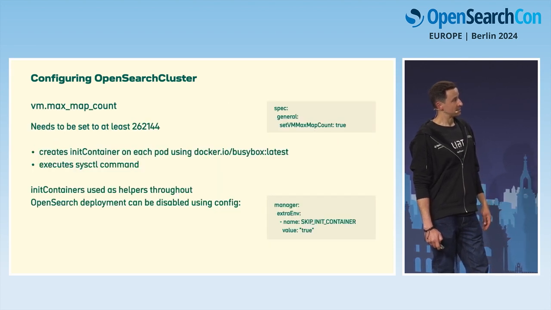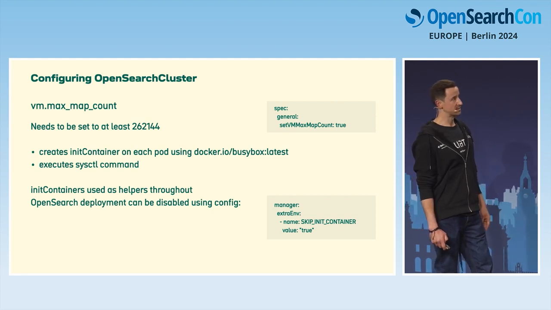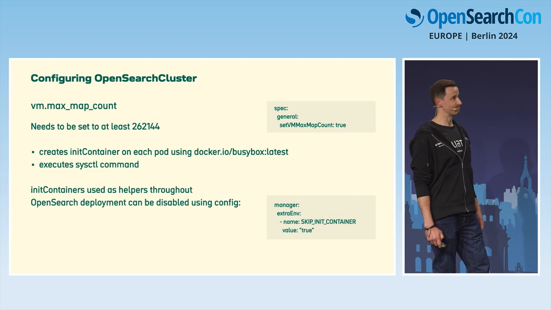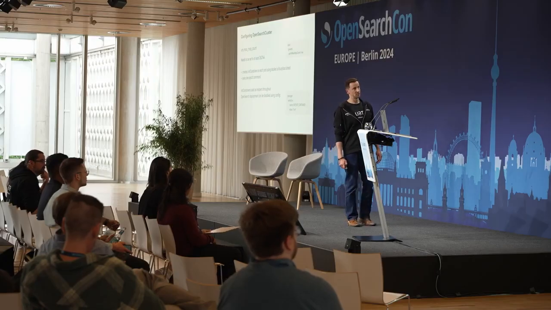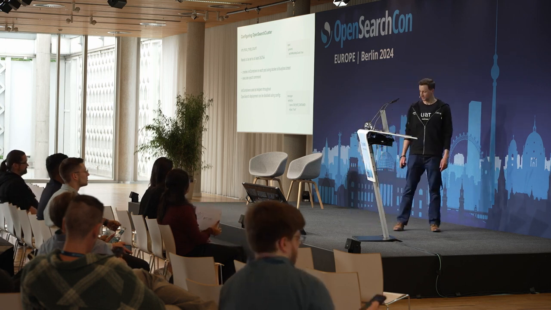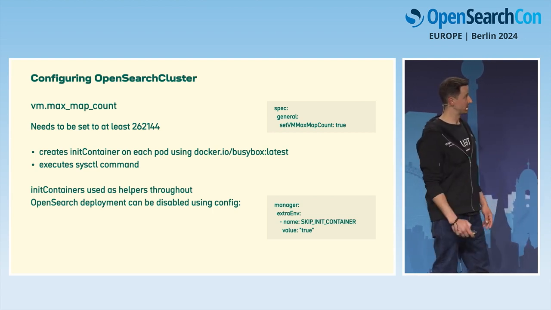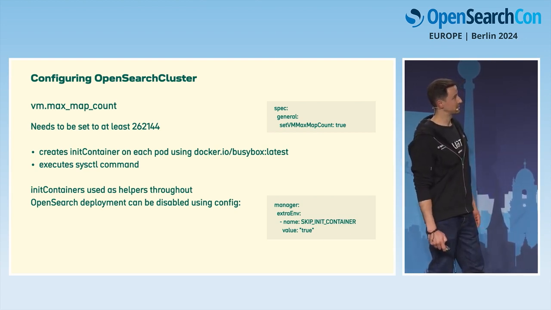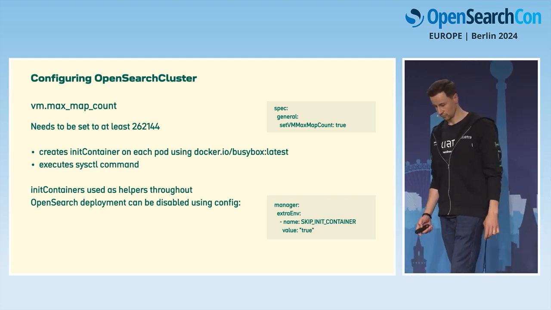Max map count. I think anybody who's ever worked with OpenSearch has come across this error at least at one point in their life. So OpenSearch needs the max map count to be at least 262,000. Of course, you can manually go into each node and run the sysctl command, but you can save yourself the trouble and set the VM max map count to true.